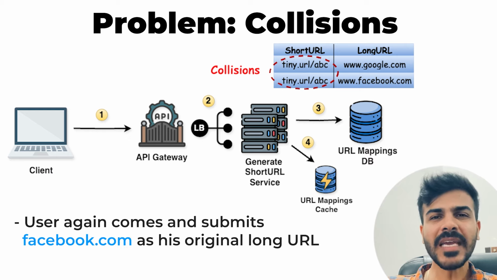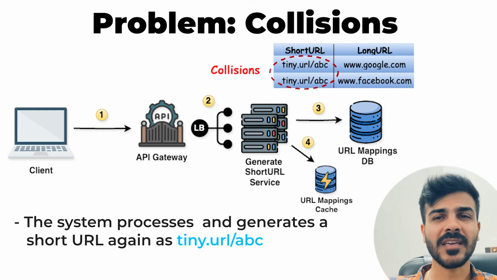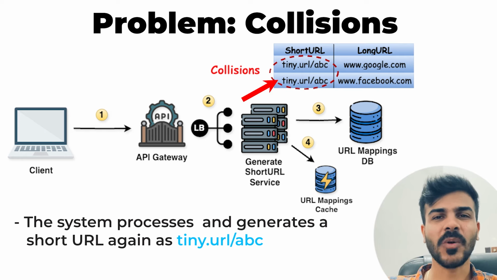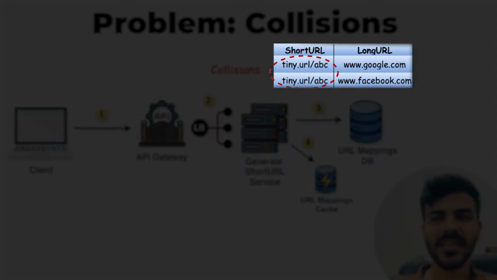Now that user again comes and submits facebook.com as his original long URL. He wants to get a short URL for Facebook this time. The system processes that, generates the short URL again as tiny.url/abc. Now, this situation is called a collision. As you can see in the table, both Google and Facebook are mapping to the same short URL.